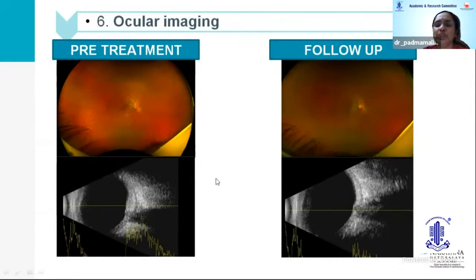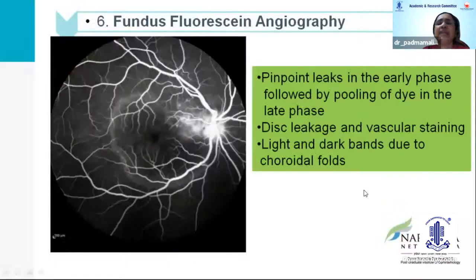Following treatment with systemic steroids and systemic immunosuppressive therapy, we could see the resolution of the inflammation with the disappearance of the choroidal folds on fundus photography, with decreasing retinochoroidal and scleral complex thickness on the B-scan. The next comes fundus fluorescein angiography. It shows pinpoint leaks followed by pooling of the dye. The disc leak and vascular staining can be there.